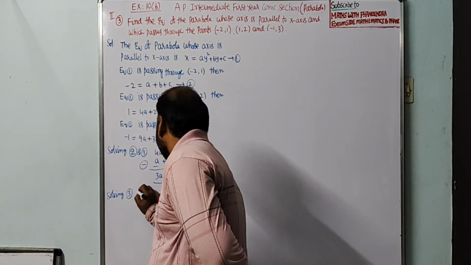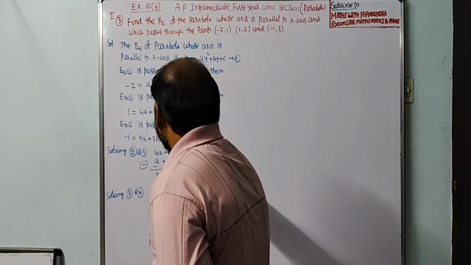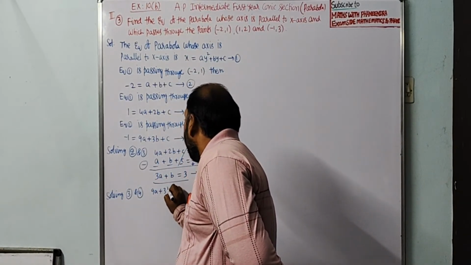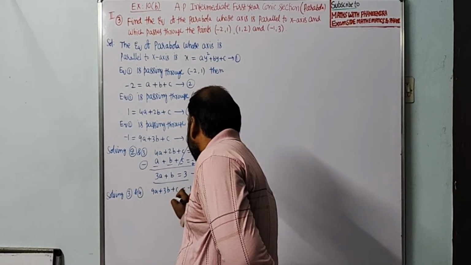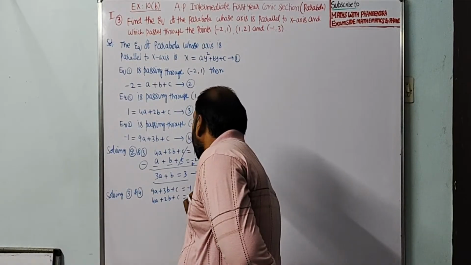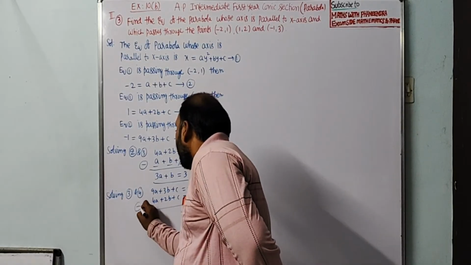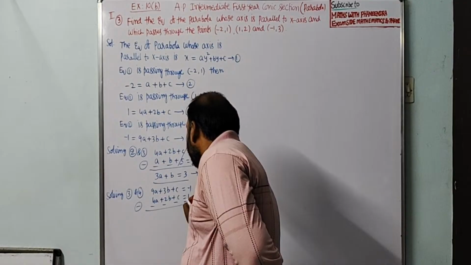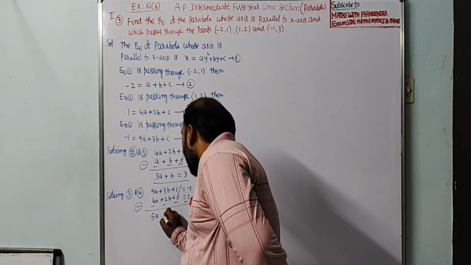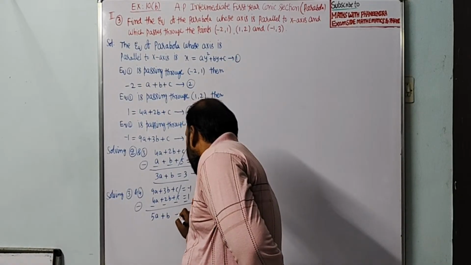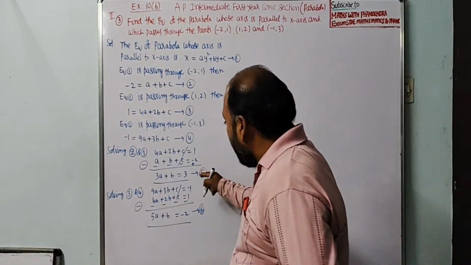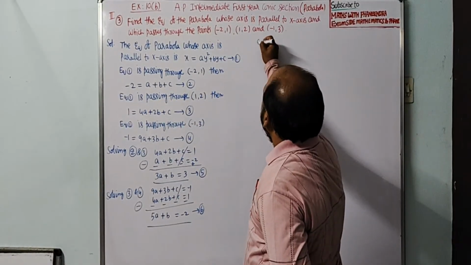Next, solving 3 and 4. These two. So 9a plus 3b plus c equal to minus 1. 4a plus 2b plus c equal to 1. Subtract one equation from other, sign changes. These two will be cancelled. 5a plus b is equal to minus 2. Equation number 6.